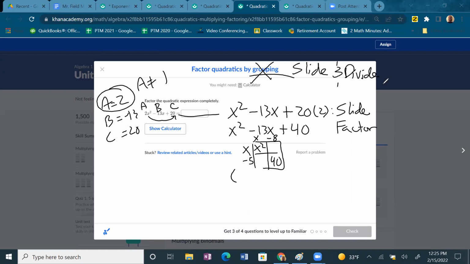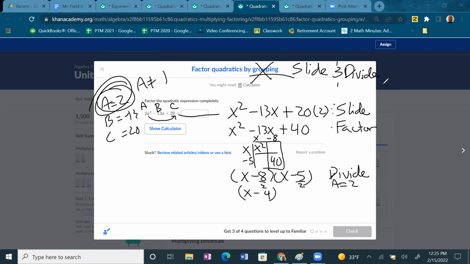So that means that we have this now. Remember, it's not slide factor, it's slide and divide. So slide, factor, divide. Now we divide by the a. So a was 2, if you remember, over here. So we want to divide by 2. And so x minus 4 is what the first factor becomes.